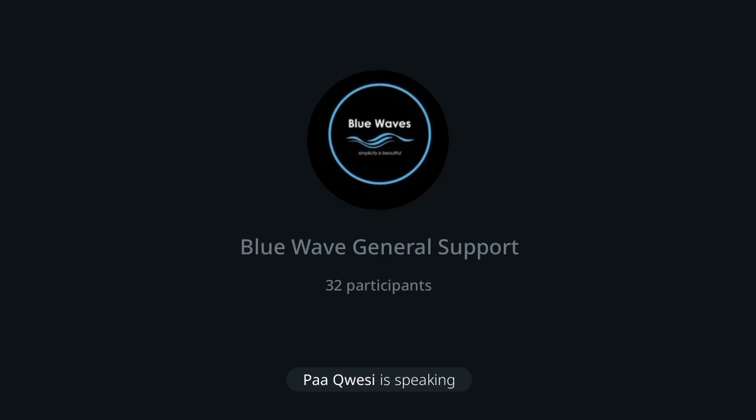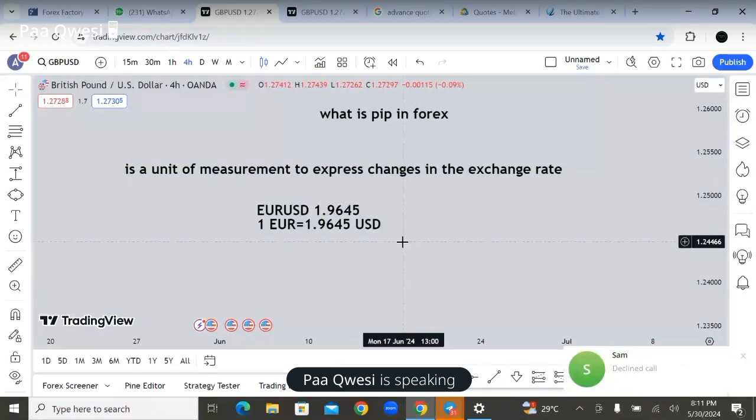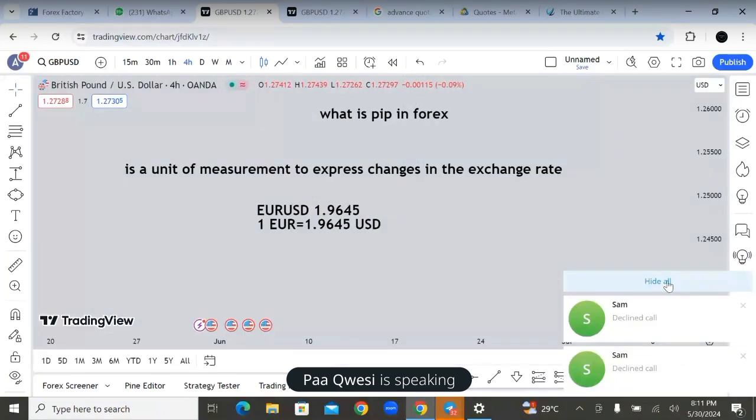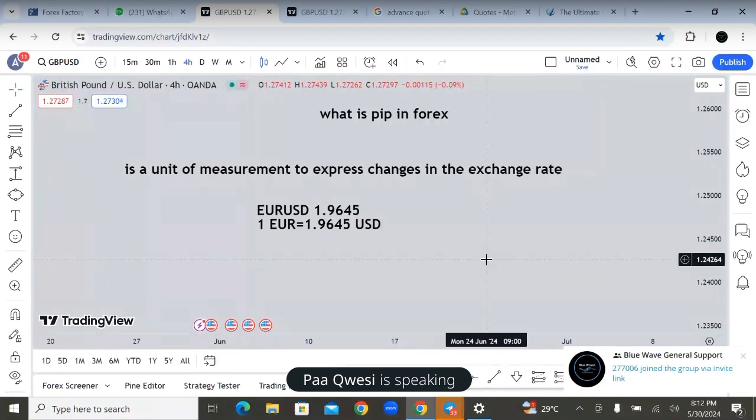Today we are going to talk about pips. Usually, for you to be able to know the amount you are going to lose in the market and the amount you are going to gain in the market, pips play a very important, vital part in it. So you have to understand the calculation of pips, how you'll be able to calculate pips in the forex market, in case you are executing a trade.